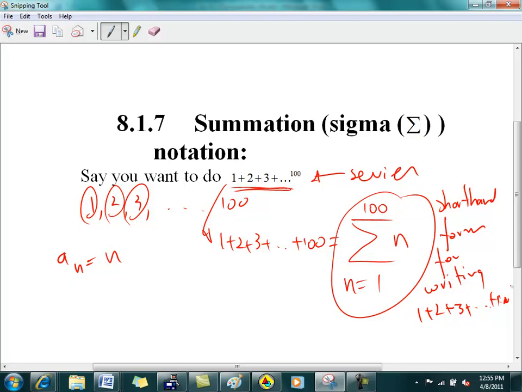So the way you read this is sigma n starts from 1, goes up to 100. That's how you read it. Sigma n equals 1 to 100. Wait, so if n was 2, it'd be 2 to 100? No, n is not the starting point. N is the variable of the sequence.